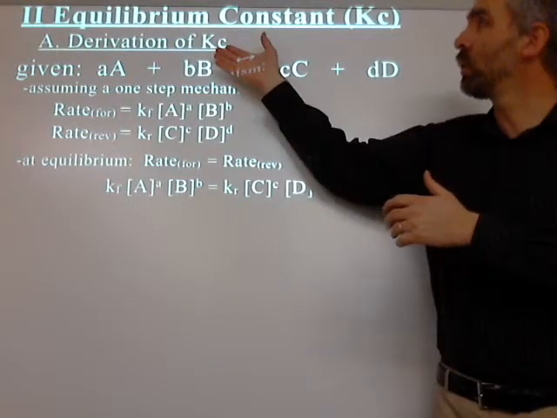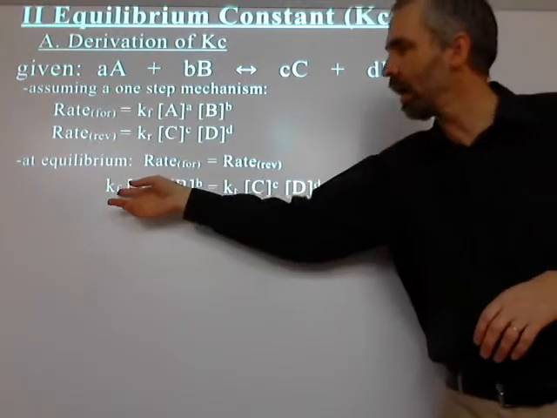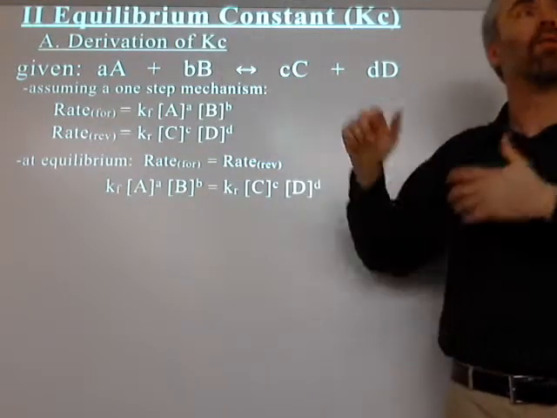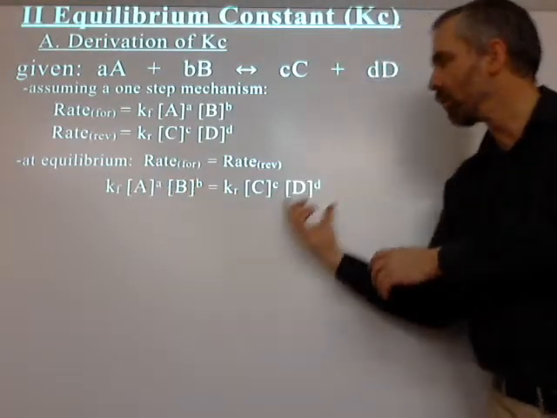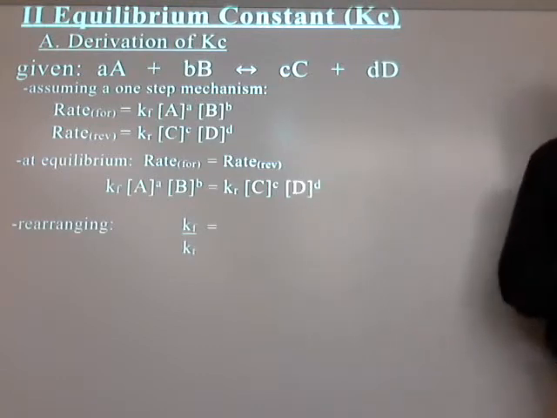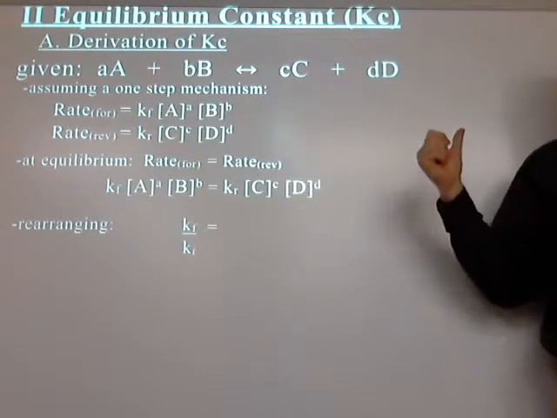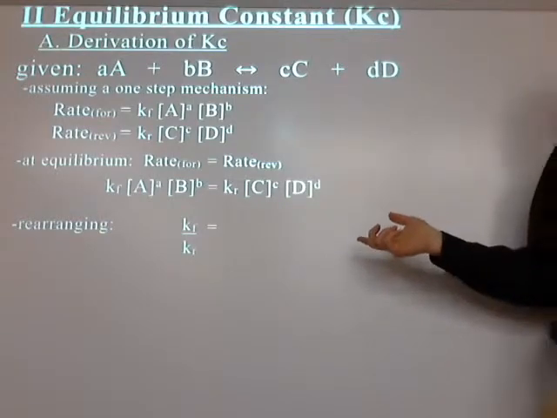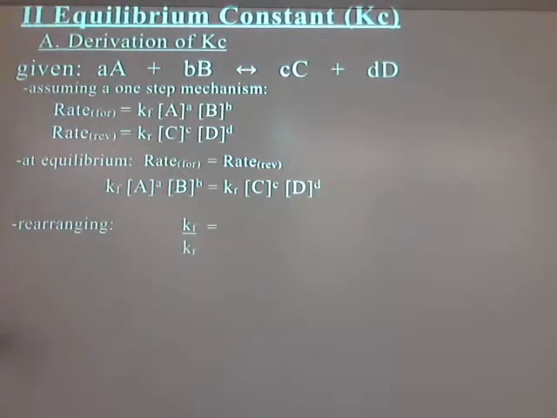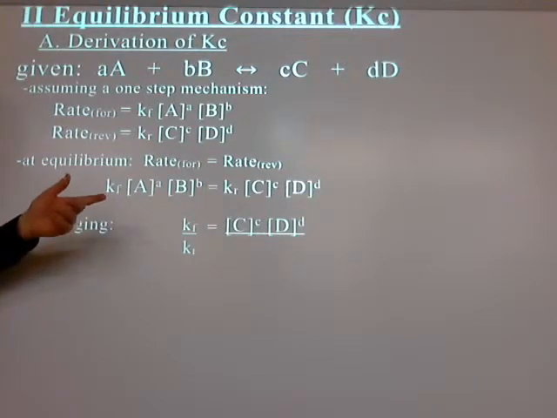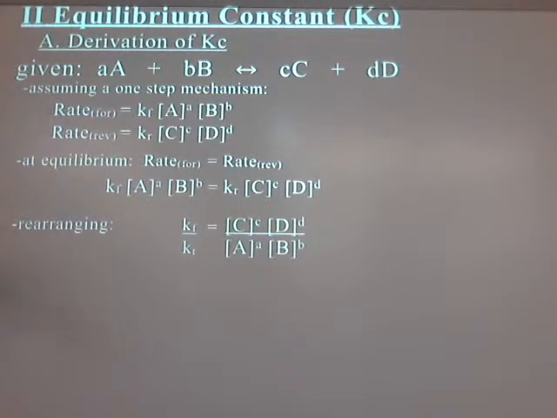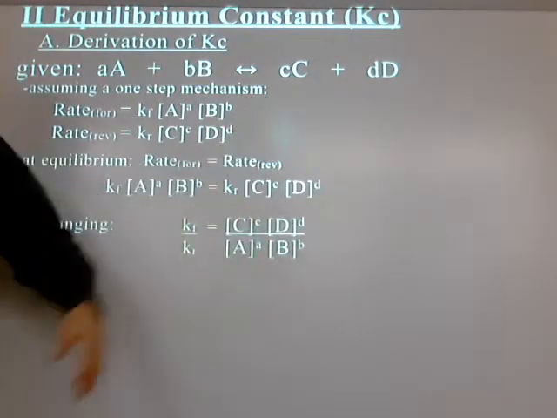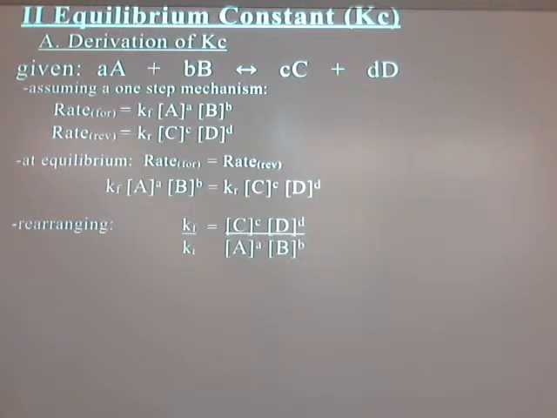We're trying to get to this new constant. I told you to use lowercase k for rates because we're going to use a large K for equilibrium. We're going to bring all of our constants to one side and all of our variables to the other. So if I bring the k's over to the left side and I bring the variables over to the right side, what will they look like on the right side now? C to the C, D to the D, over A to the A, B to the B. In other words, the products raised to their coefficients over the reactants raised to their coefficients. That is Kc.